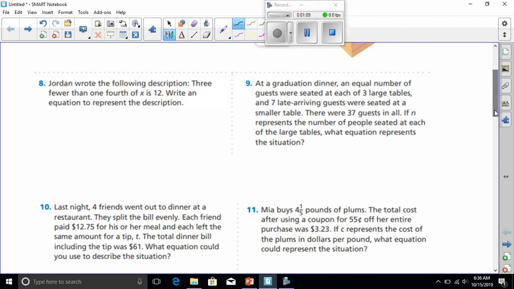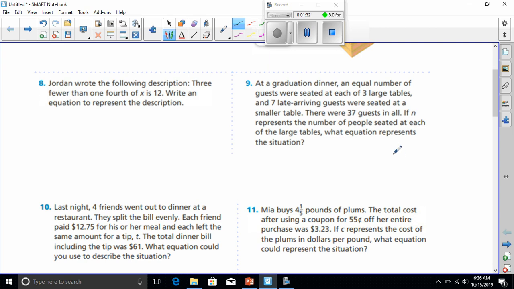Let's go to number 9. At a graduation dinner, an equal number of guests were seated at each of 3 large tables, and 7 late arriving guests were seated at a smaller table. There were 37 guests in all. If n represents the number of people seated at each of the large tables, what equation represents this situation?